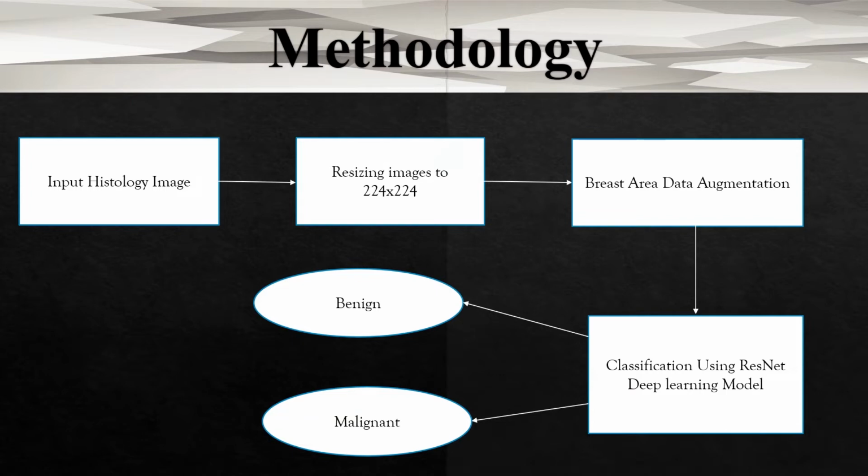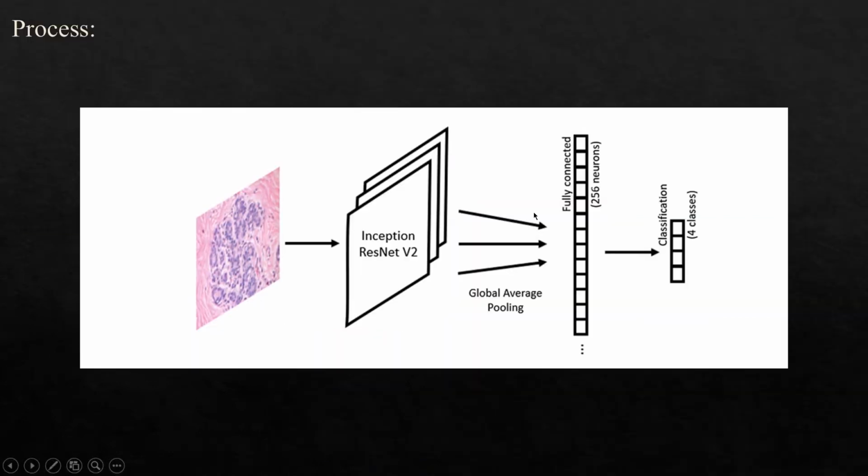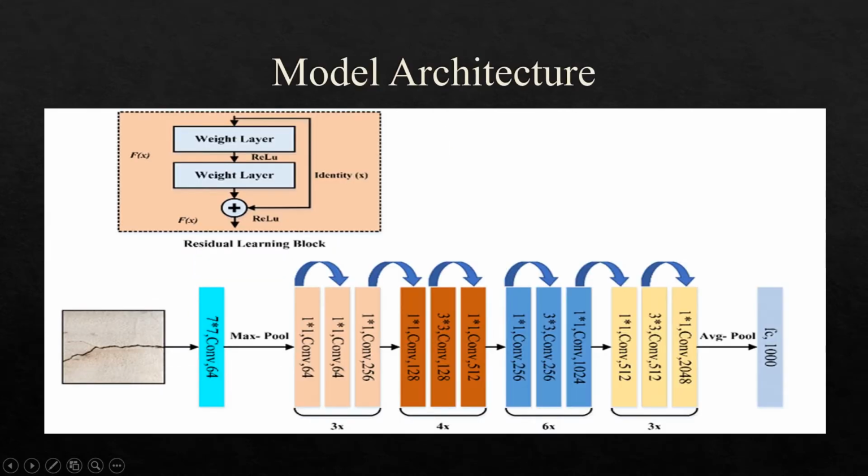So after training that model, because we took a data set, we split that data set into a train data set and a test data set. After training, we tested with some cancer images and found whether it was benign or malignant, and we were successful. So here is the process of CNN. First let me explain the ResNet.